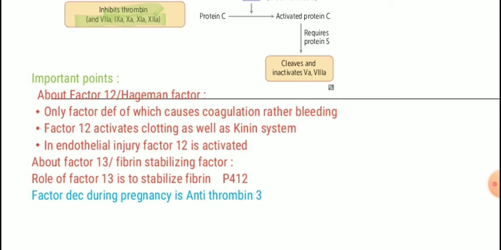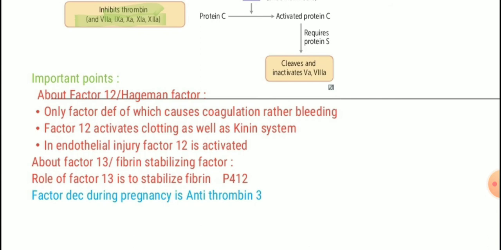Factor 7 is famous for the shortest half-life and for the extrinsic pathway. Factor 12 activates clotting as well as the kinin system, we know. So here it links the two mechanisms, bradykinin production and the start of the intrinsic cascade. And in endothelial injury, factor 12 is activated first of all, that is intrinsic pathway activation. And about factor 13, it is the fibrin stabilizing factor, we already covered it in the previous page. The role of factor 13 is to stabilize fibrin.